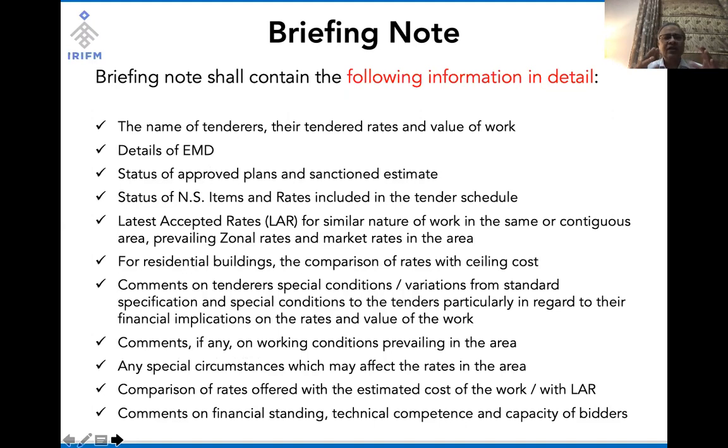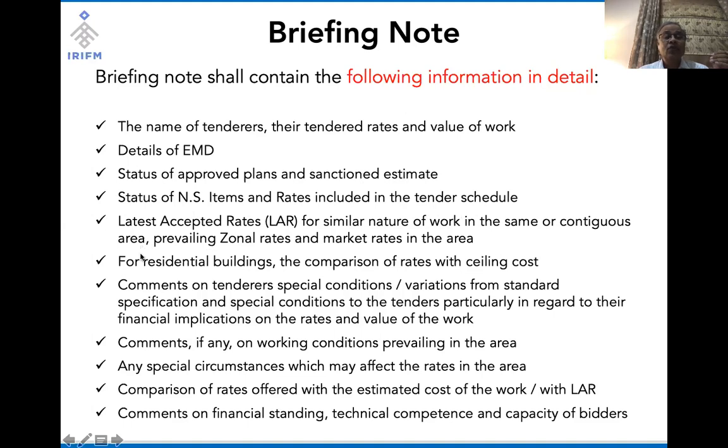Now, other than the details we talked about, the briefing note also has details of the status of the approved plan and the status of the sanctioned estimate. It also has the status of NS items and rates which are included in the tender schedule. So if there are NS items, do they have the right approvals?